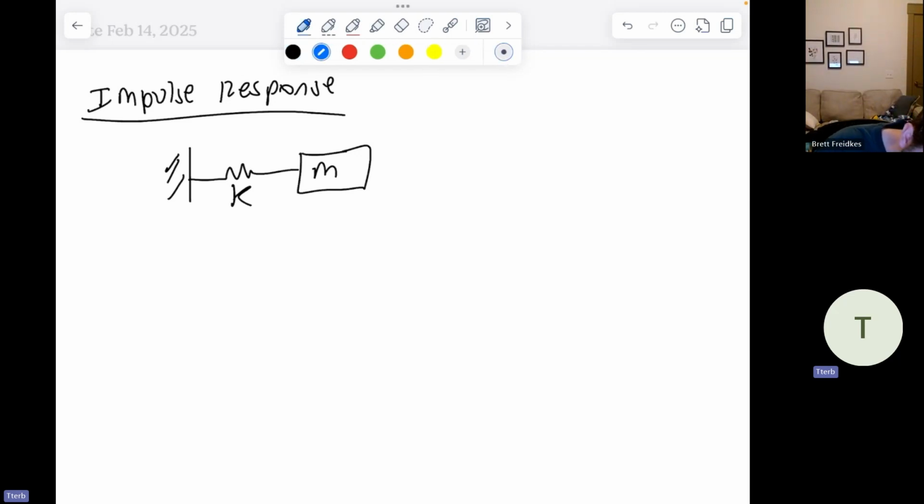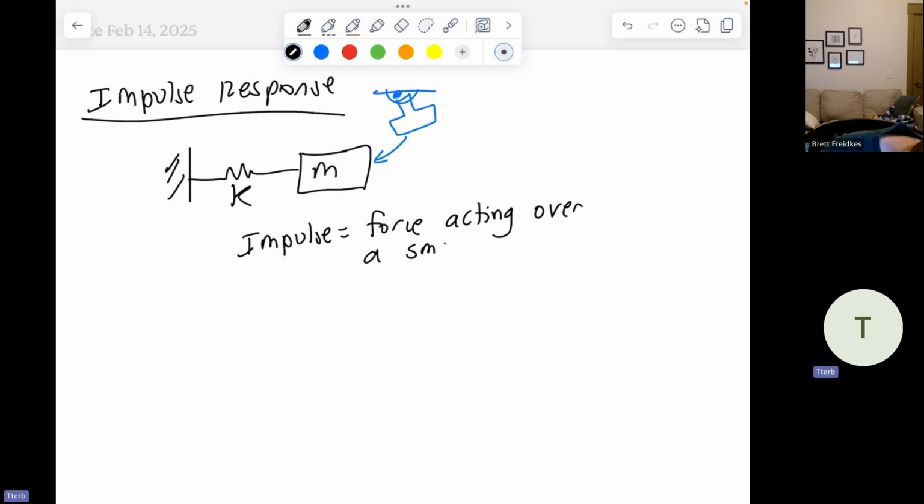And imagine that I take some giant hammer. Here's my hammer. And I'm going to swing it to hit the mass. And it's going to make a very sudden impact with the mass, kind of like a clap with a lot of force. And we will say that that effect that hammer has on the mass, we call that an impulse. So an impulse is force acting over a small amount of time. That's what it is in general, the idea of something being hit and it causing motion to happen.